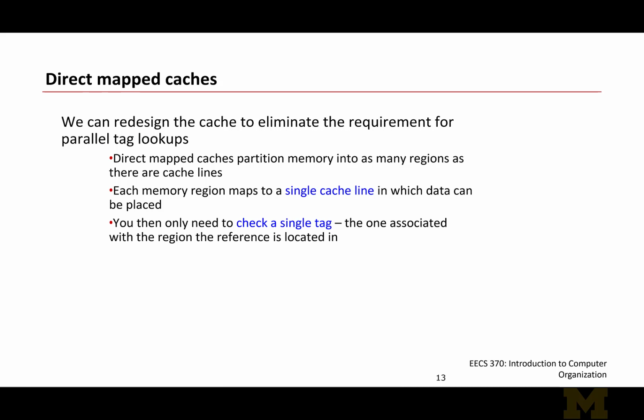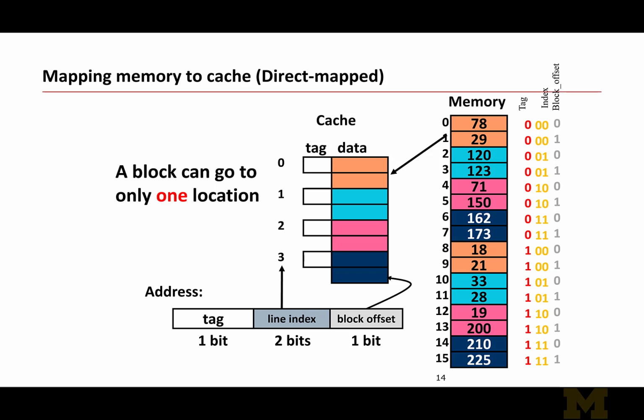Now, the alternative that we talked about is called the direct mapped cache. And the idea here is that instead of giving the freedom to store a cache block in any cache line, we are going to say there is only one cache line where a cache block can be stored in. And that cache line is going to be determined based on the index, which is derived from the address.